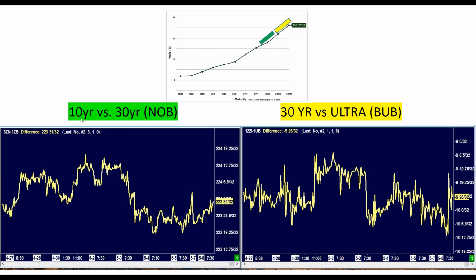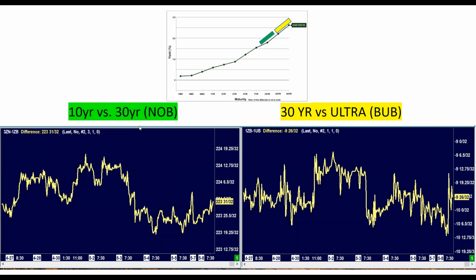If you did both of these together, and let's say you bought this first chart and sold this chart, you'd be buying 10-year, selling 30-year, selling 30-year, buying ultra. Okay? What that's going to do is roll you into a butterfly.